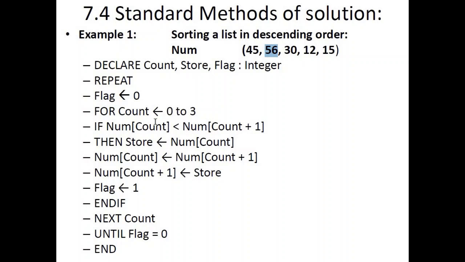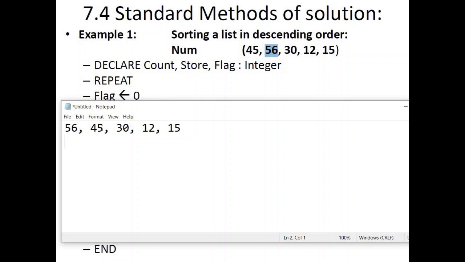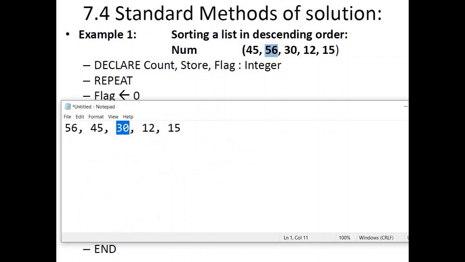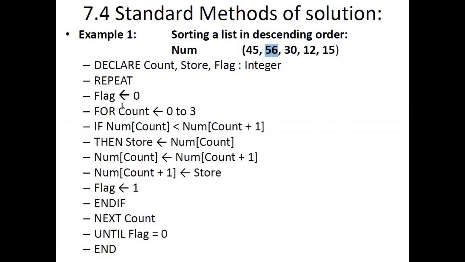Now the for value is 1, so count 1, is 45 and it is 30. Is 45 less than 30? No. Then simply next count. So in the second pass we have not made any swaps because 45 is not less than 30.